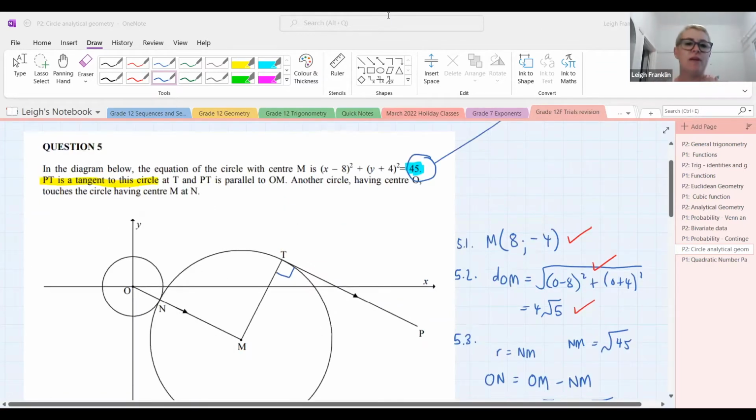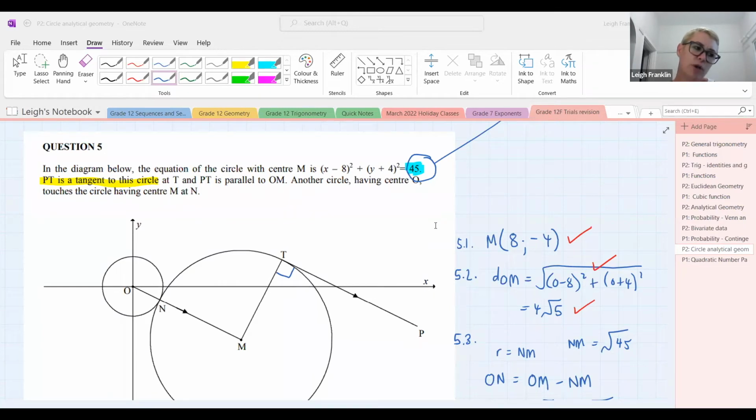If we look at the information that we have been given, we do not know anything about the equation of the smaller circle. So because we do not have the equation of the smaller circle, we don't know what the length of ON is.